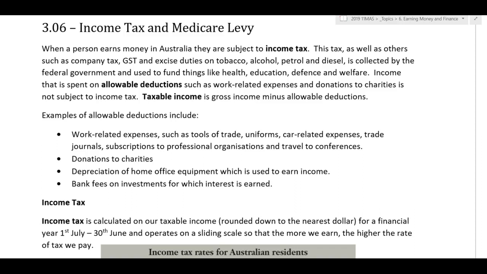When you earn money, then you may have to pay income tax on what you have earned. A portion of what you've earned might be paid as income tax. Now, not all of your income, perhaps, is subject to income tax. Money that you have spent on work-related expenses, like maybe tools or a uniform, or donations to charities, that part of your gross income is not subject to income tax. So, the only part that is subject is your gross pay less those allowable deductions, and what's left is called taxable income. So, your gross pay minus allowable deductions is your taxable income, and that's what's used to calculate your income tax liability.